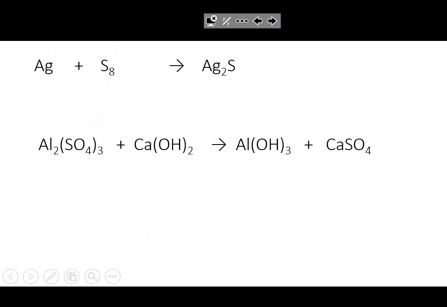All right. Last round. Silver plus sulfur go to make silver sulfide. Easy for me to say, right? So once again, just like the other ones, aluminum was all by itself. Now we got silver all by itself. So leave it alone until the end.